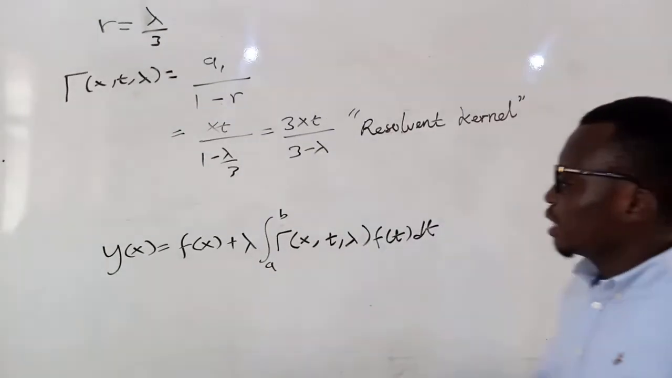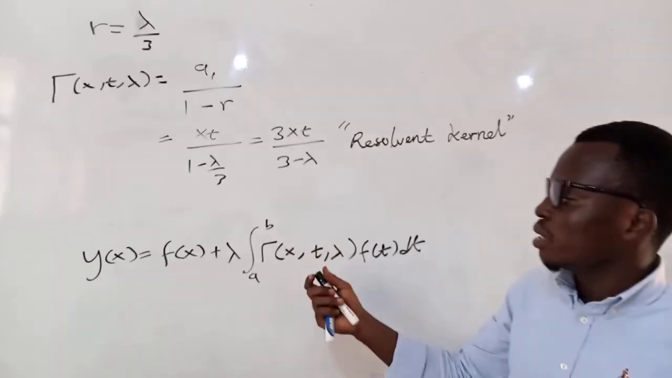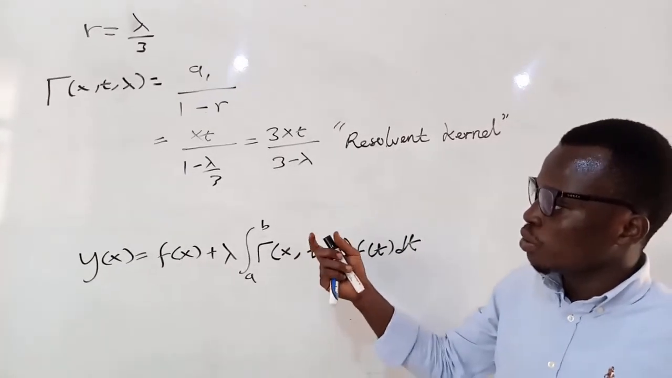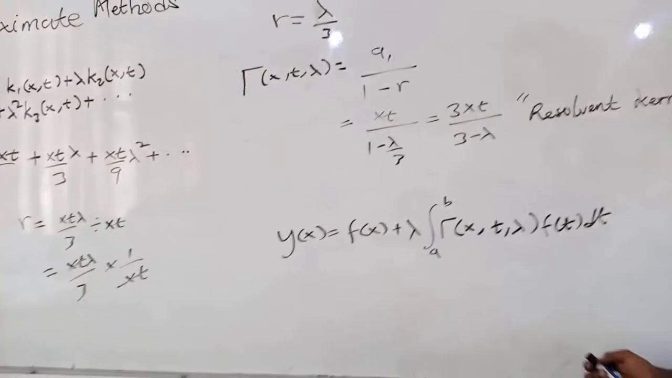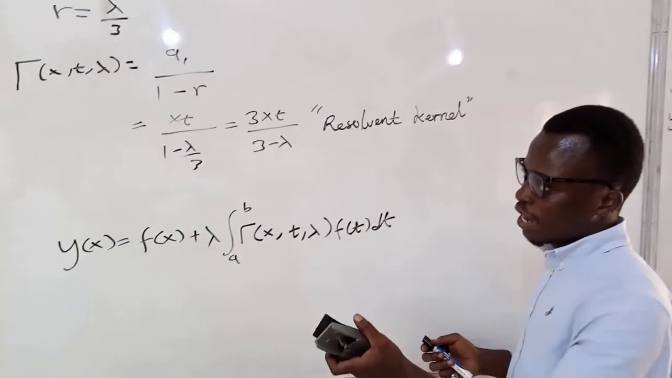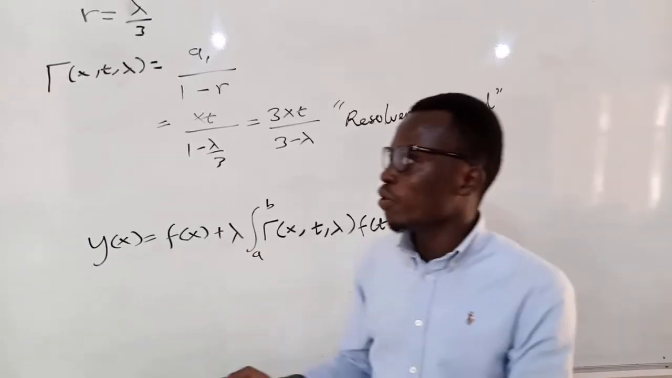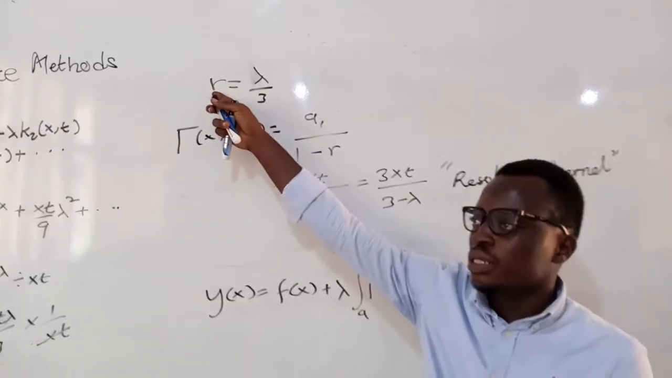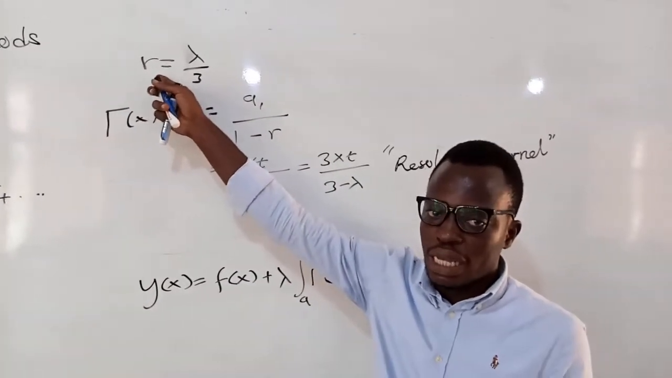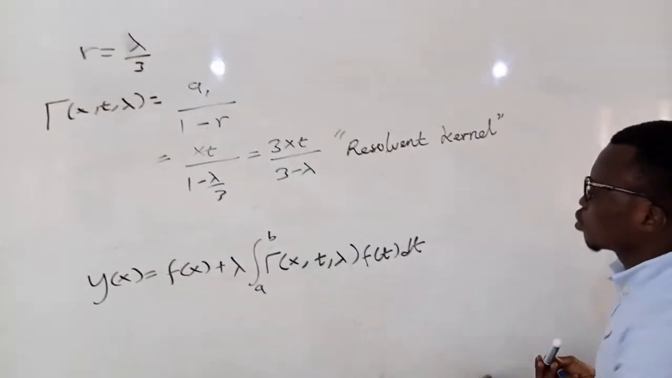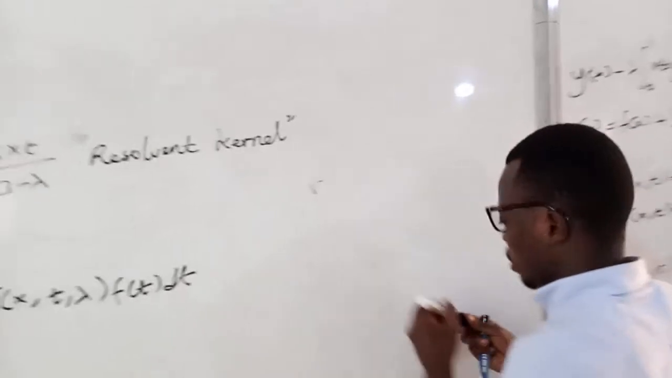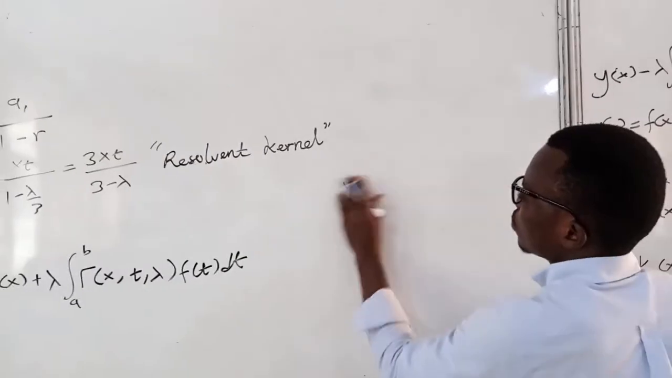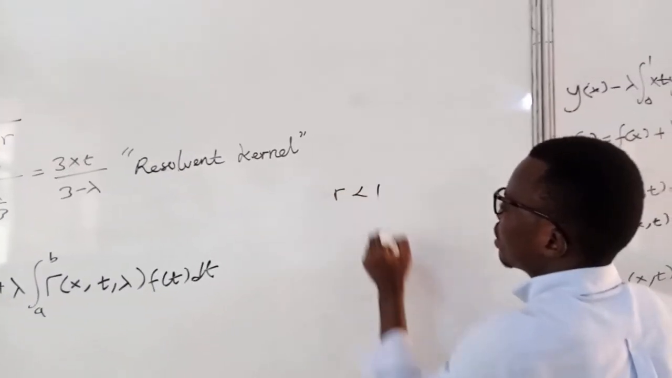So after getting our resultant kernel, the question also went on to say that we should find the radius of convergence. For the series to converge, the ratio of convergence R should be less than 1. So R should be less than 1.